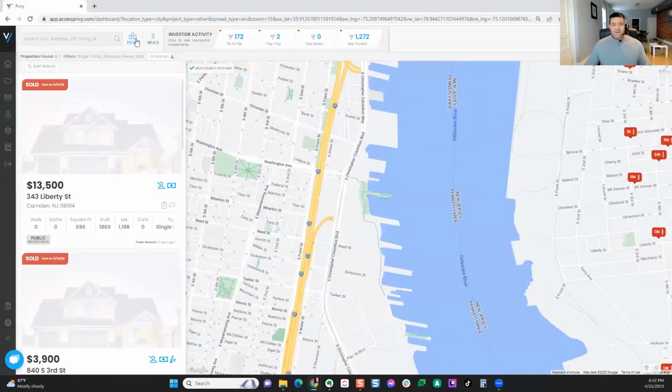So this is the way you can pull lists. You want to make sure you're pulling lists from the specific areas where the activity is. That way you've got the data that you need to prove after repair value to yourself, so you know what offer to write, but also prove to your buyers.